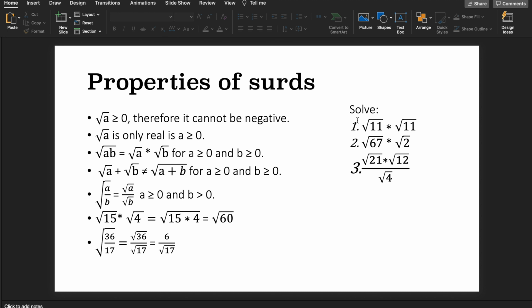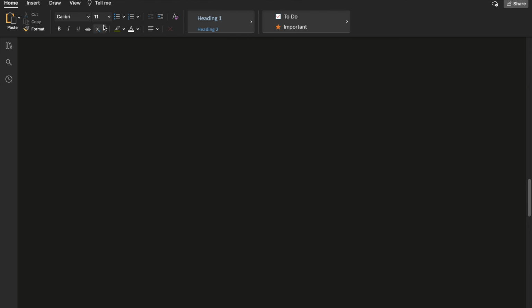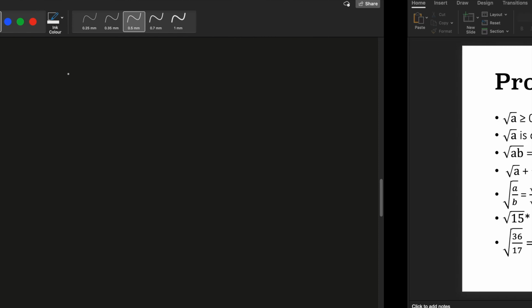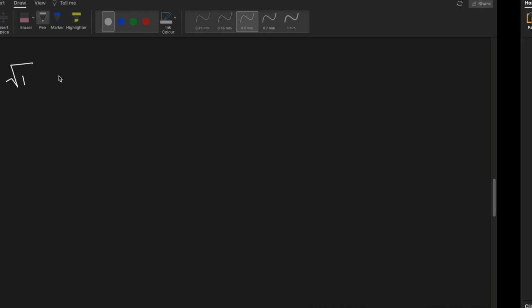Now you will have to solve these. I'll just solve maybe one of them. I'll solve this one. No, actually, I'll solve the third one. The question states that square root of 12 into square root of 21 divided by square root of 4.